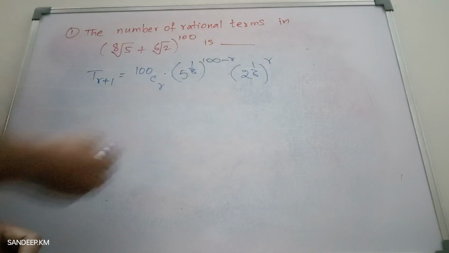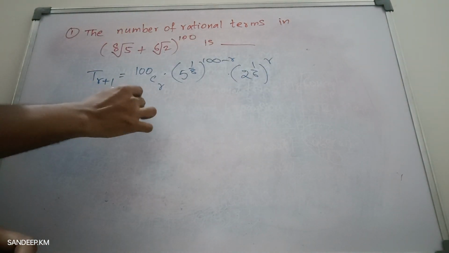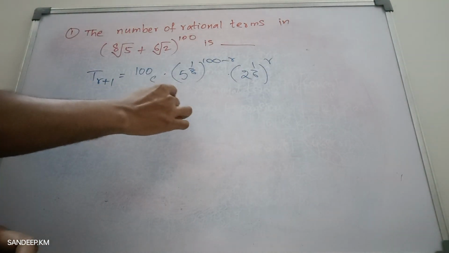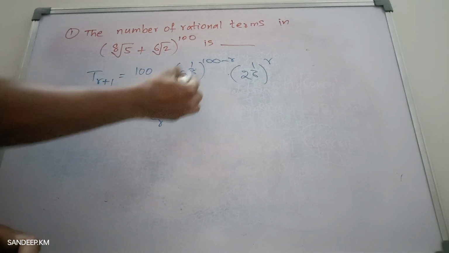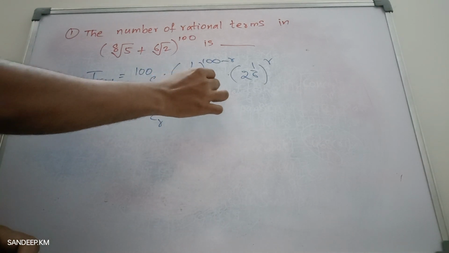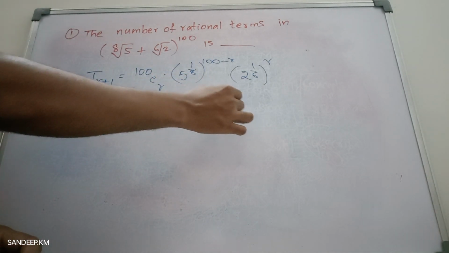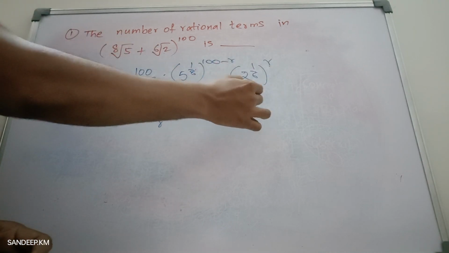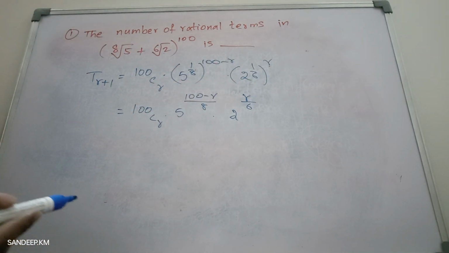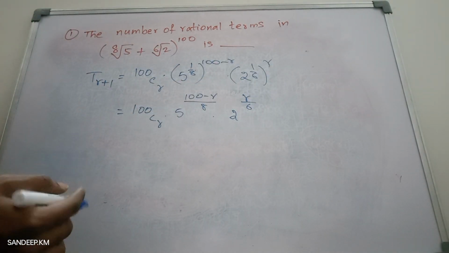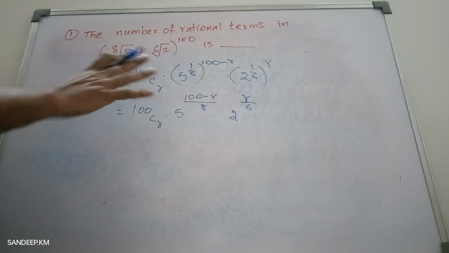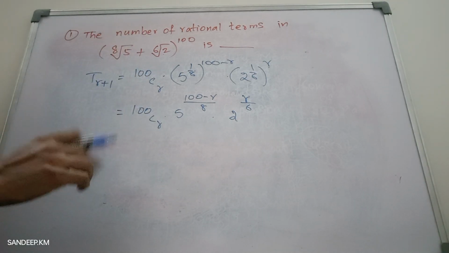whole power r. So we can write it as 100Cr into 5 power (100 minus r) by 8, when I multiply the powers, into 2 power, multiply these two, you'll get r by 6. So this is our general term, dear students. This represents all the terms in this binomial expansion, right?